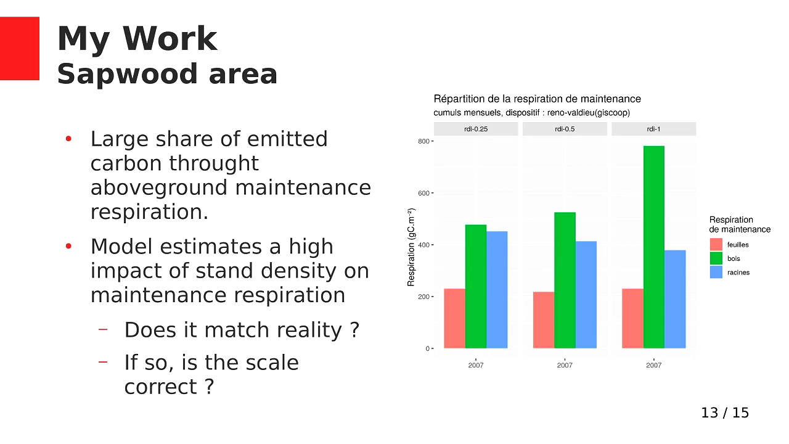This figure shows the maintenance respiration on the same site with three different densities. The red shows the leaves, the green shows the sapwood, and the blue shows the wood. The question to explore here is whether this switch of respiration between low and high densities matches reality, and if so, whether the scale of this variation is correct.